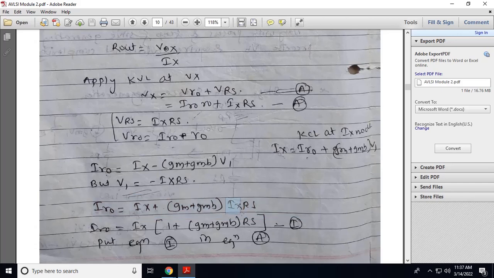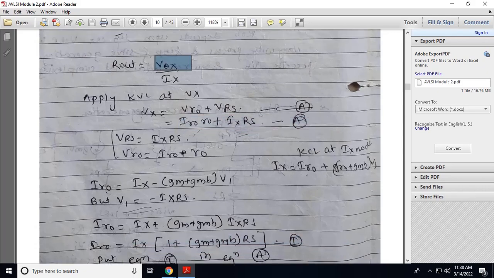We can take Ix common. So IR0 is equal to Ix times (1 plus (Gm plus GMB) into Rs). This is equation 1. Put this equation 1 in equation A, so we find IR0 in terms of Ix, and we can find out Vx by Ix.